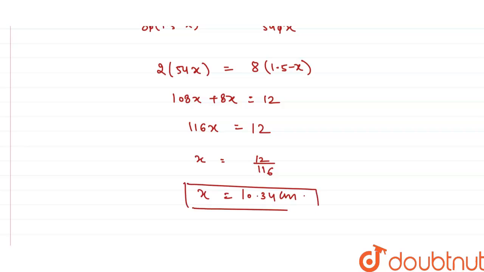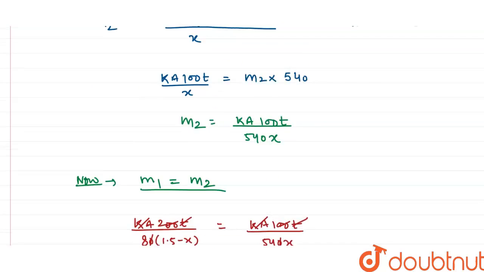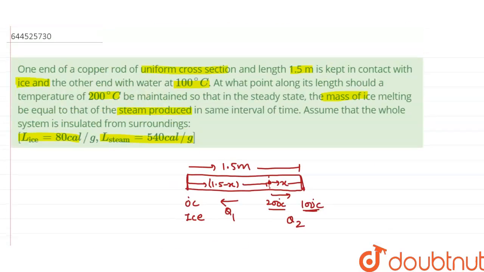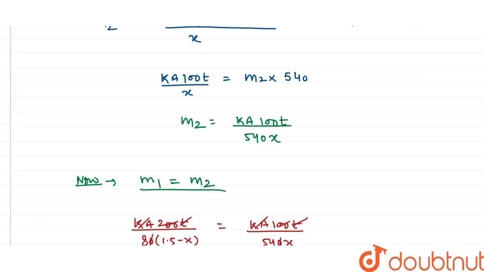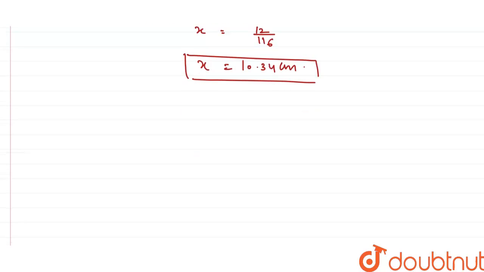Okay, so the value of x, which is the distance of temperature 200 from the 100 degrees centigrade, is 10.34 centimeter. And if I want to calculate the distance from the ice end, that is 1.5 minus x, so I can calculate that distance also. So the value of x is 10.34 centimeter.